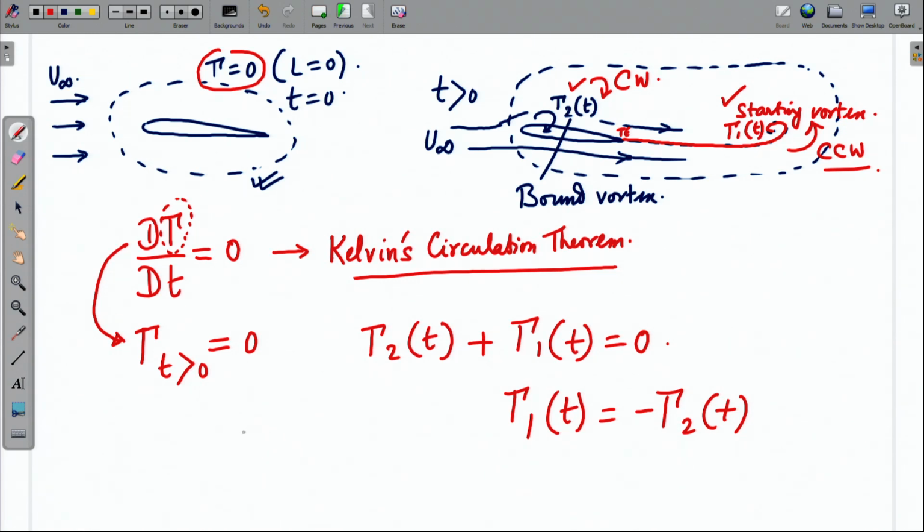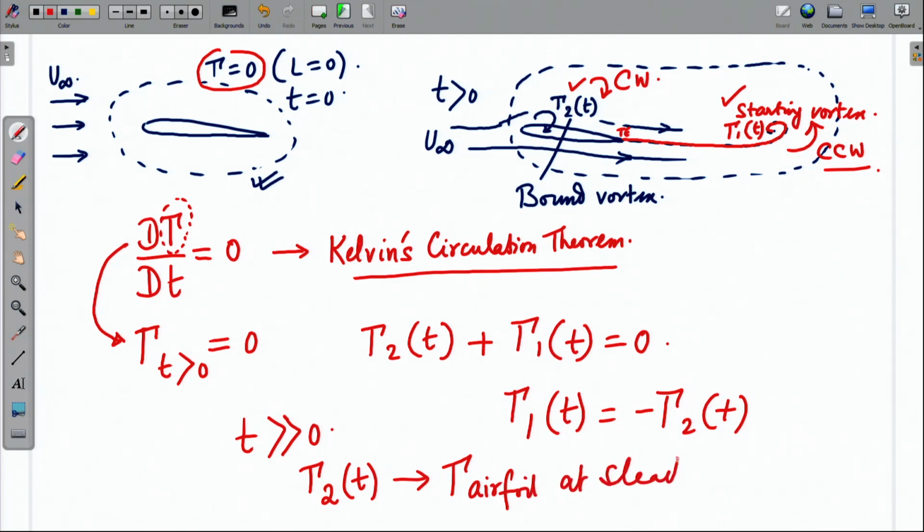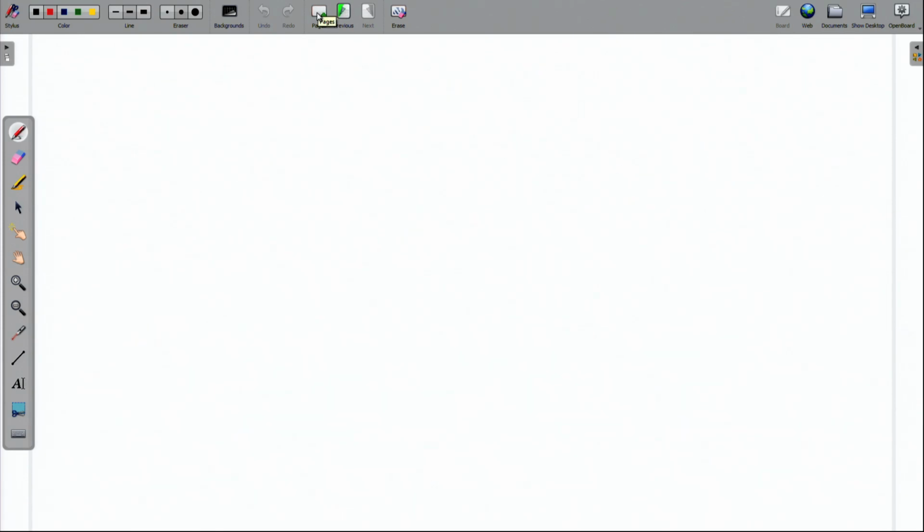As time becomes large enough, gamma 2 of t tends to a constant value. So, that is the gamma airfoil at steady state. And then we find that no more vorticity would be shed into the wake, and the starting vortex would have advected far downstream, and then you will be left with only the bound vortex on the airfoil, or in a distributed sense in the form of a vortex sheet. So, with these concepts in mind, let us move into thin airfoil theory.